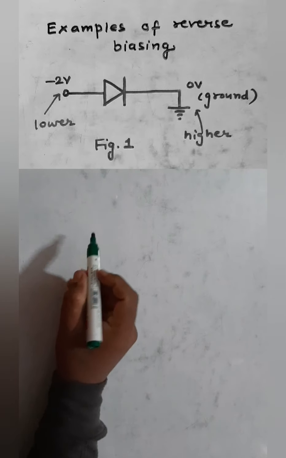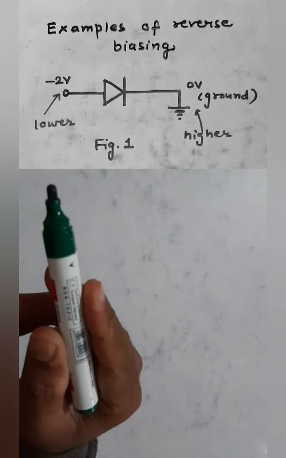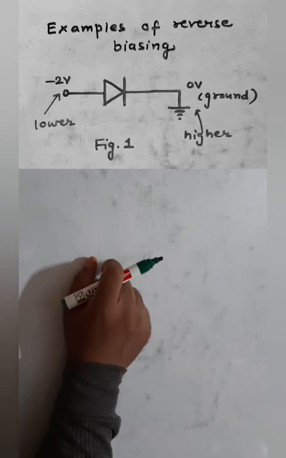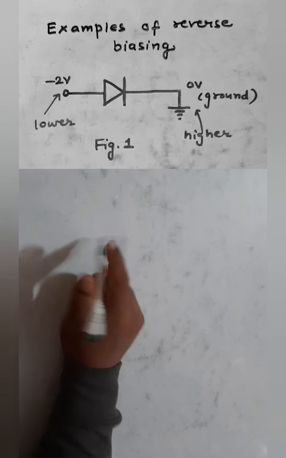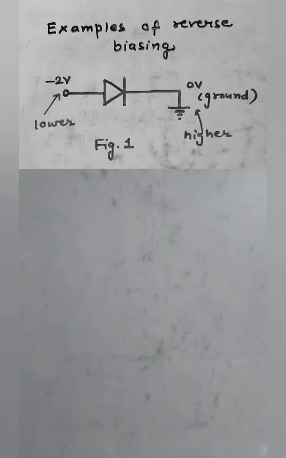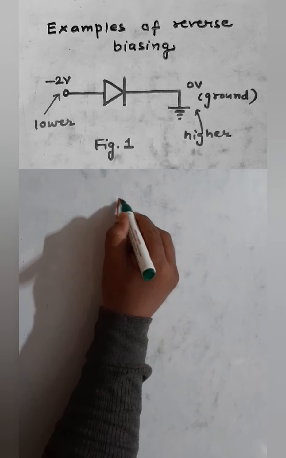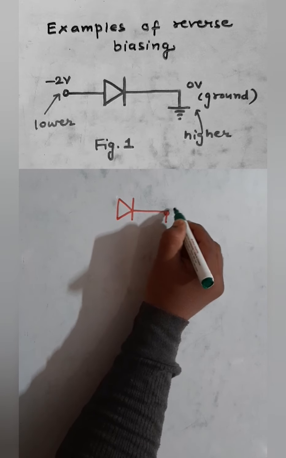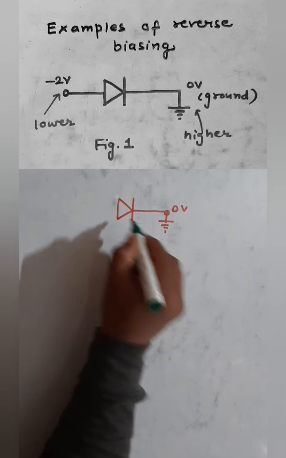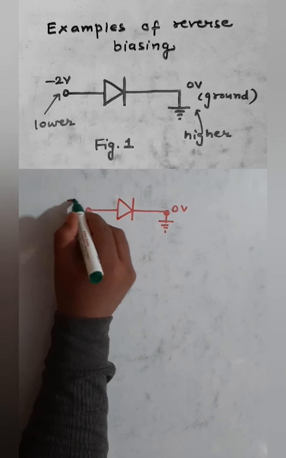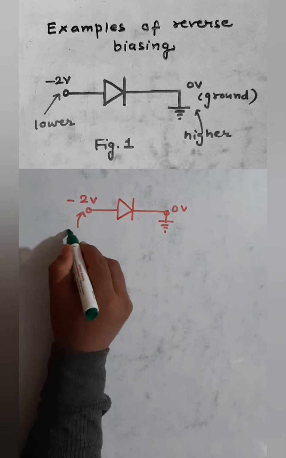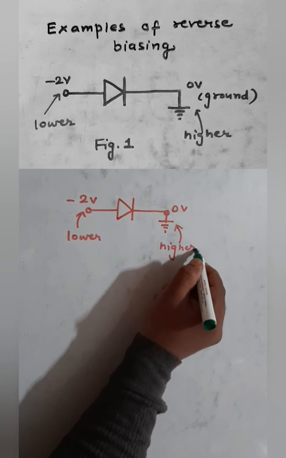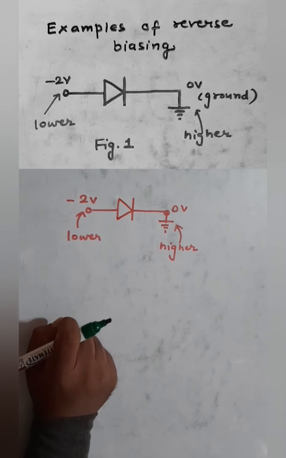Okay, now look at this. Here you can see that the negative terminal is connected to -2 volt, and the N terminal is connected to the ground. So this is your P side and this is your N side. I'm connecting this technically to 0 volt when I connect it to the ground, and this is connected to -2 volt. So technically this one is lower and this one is higher. Okay, so you can see that this diode is reverse biased.